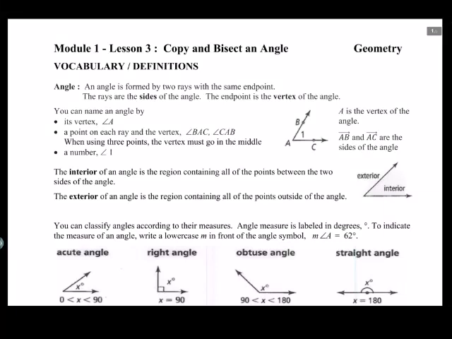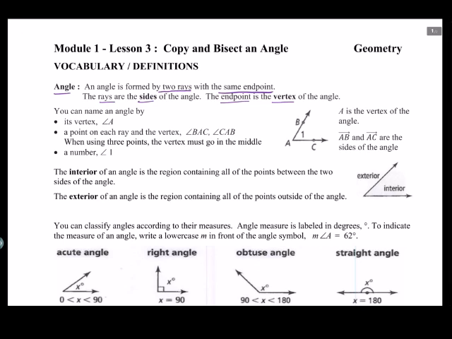Module 1, Lesson 3, Copy and Bisect an Angle. So let's start off with some vocabulary here. An angle is formed by two rays with the same endpoint. The rays make up the sides of the angle, and the endpoint makes up the vertex of the angle.